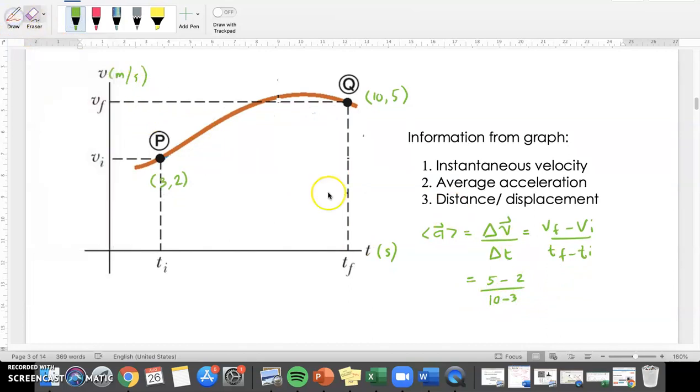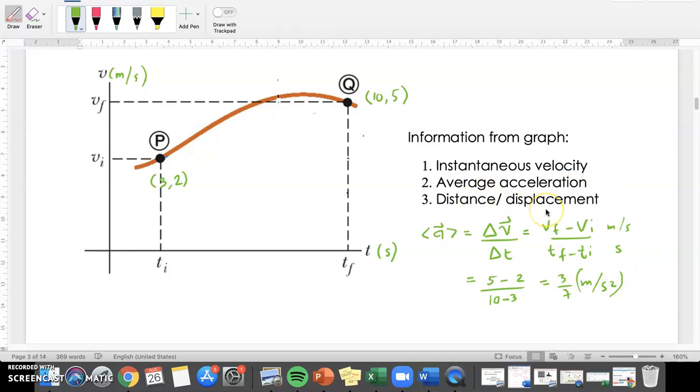Okay, so this gives me a value for my acceleration. Let's see, 3 over 7 meter per second squared. Why? Because velocity is meter per second, and time is in seconds. So I have 2 seconds now, so it's seconds squared. Okay, so this is your units. So that's your average acceleration.